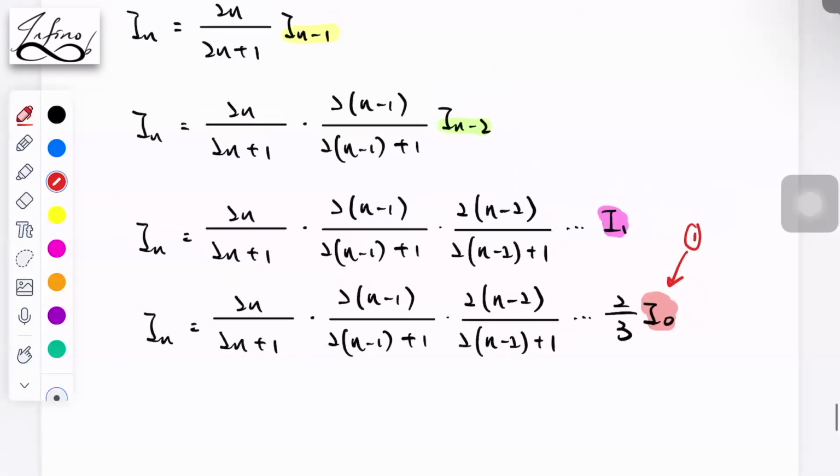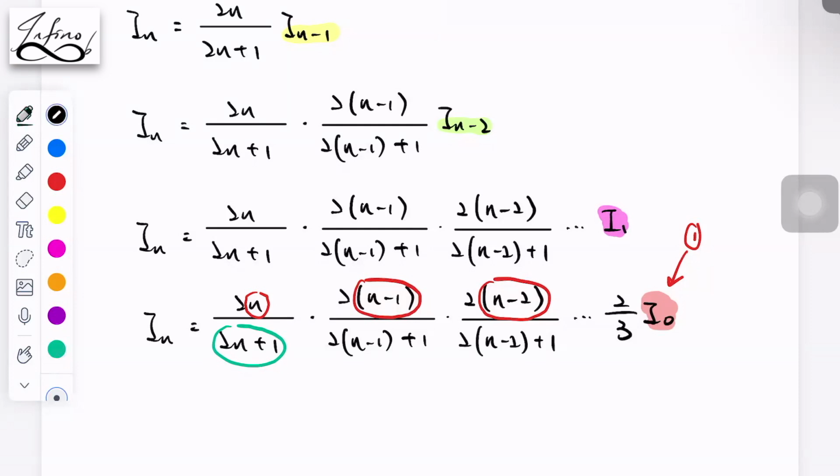Then we can observe the pattern. Now the numerator is 2n. Let me highlight it in red: 2n, and then suddenly 2n minus 1, and then n minus 1, and then n minus 2. And the denominator is 2n plus 1, and then 2n minus 1 plus 1. It seems like no correlation, right? That's why we have to find the pattern by expanding the bracket.